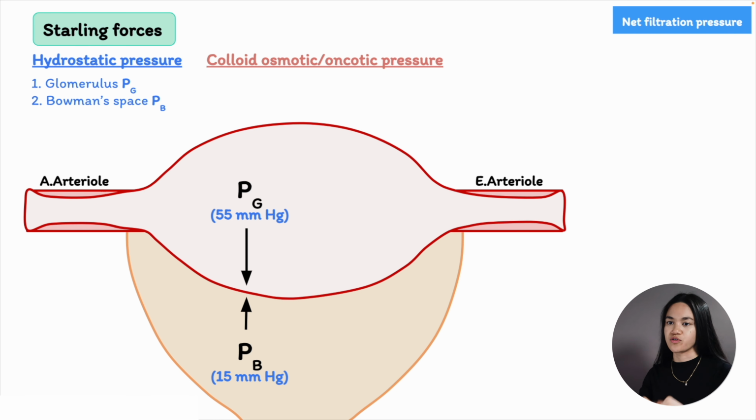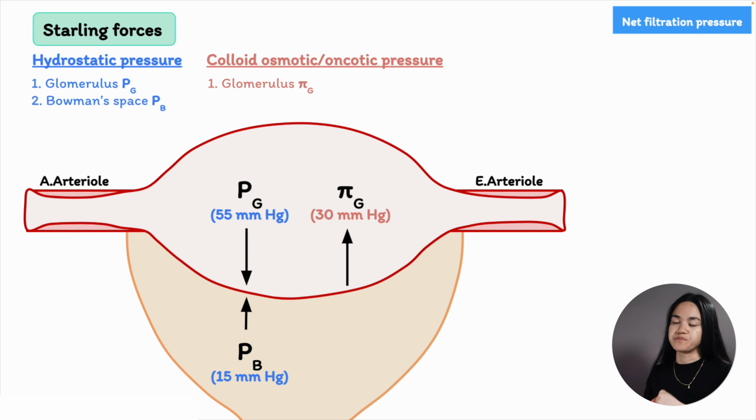glomerular capillaries. So colloid osmotic pressure is the pressure that's exerted by proteins that are trying to pull fluid or water towards them, such as albumin. It tries to keep the fluid within the capillary. It's like, hey, no, you can't leave, okay? In the glomerulus, this is pi g, and on average, it's about 30 millimeters of mercury. This pressure opposes filtration. It wants to keep the fluid, the water, within the glomerular capillaries. It doesn't want it to leave. It's pulling fluid towards them.